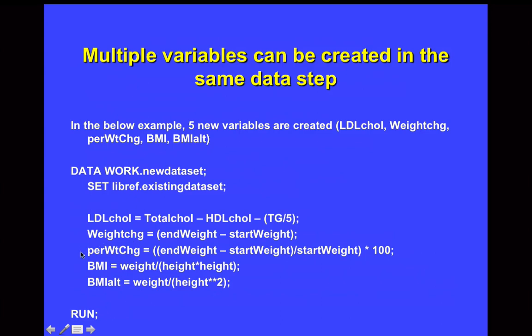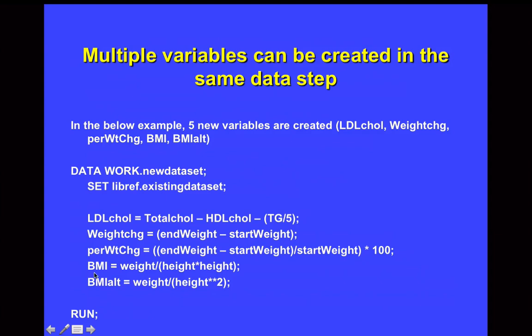The next variable is meant to represent percent weight change. PERWTCHG is the actual variable name, and that's equal to the difference between values of end weight and start weight divided by start weight and then multiplied by a constant, 100. And the final two examples are two different ways of creating BMI. So BMI is defined as weight in kilograms divided by height in meters squared.